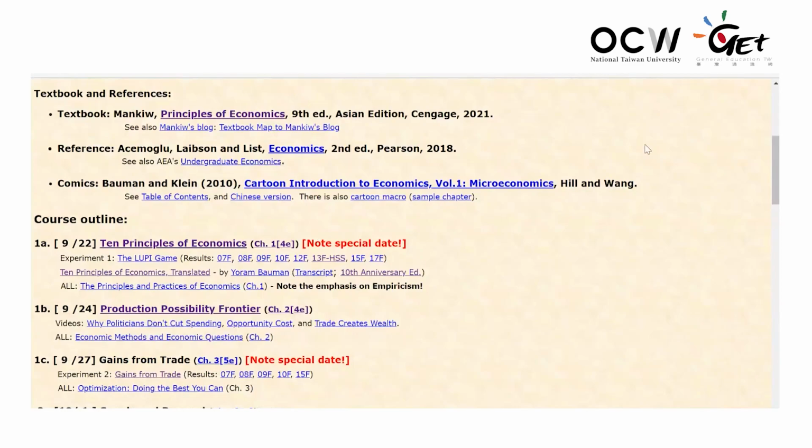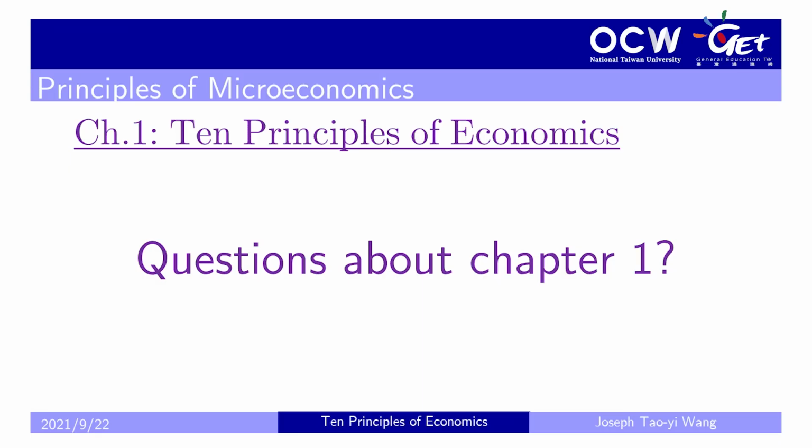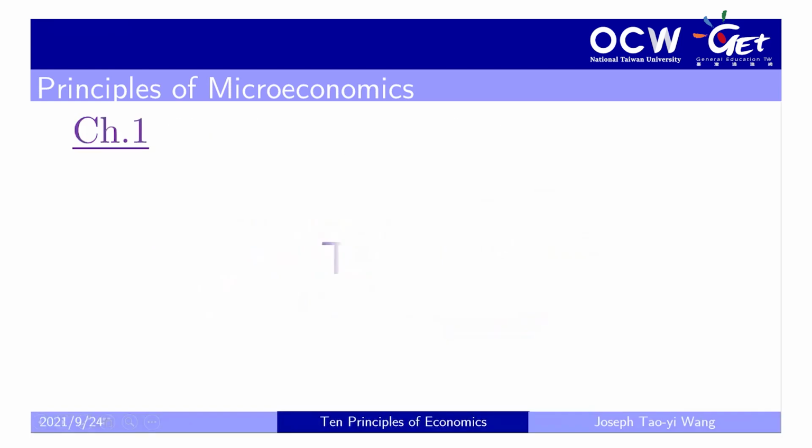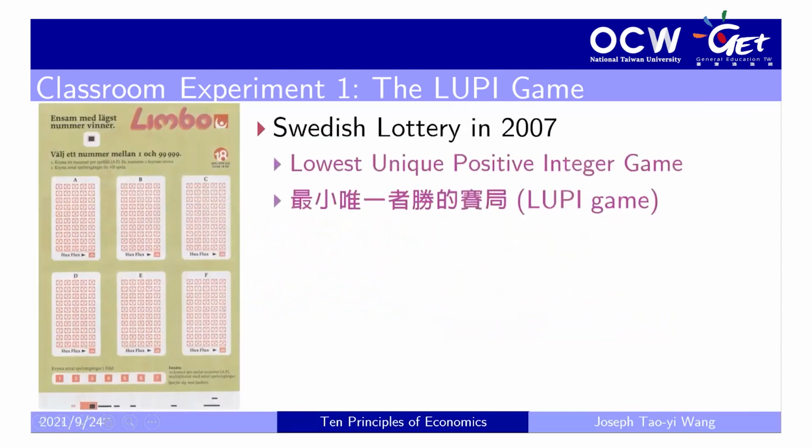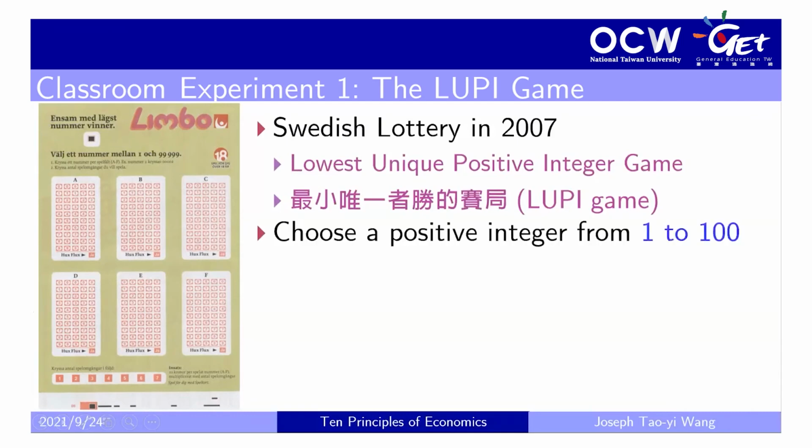All right, let's go back to the PowerPoint. Are there any questions about the 10 principles? That's the end of Chapter 1, and we'll move on to the classroom experiment. The first classroom experiment is the LUPI game. This was done as a Swedish lottery by the governmental lottery company in Sweden. It's trying to guess the lowest unique positive integer. Each one of you should pick one number between 1 and 100.